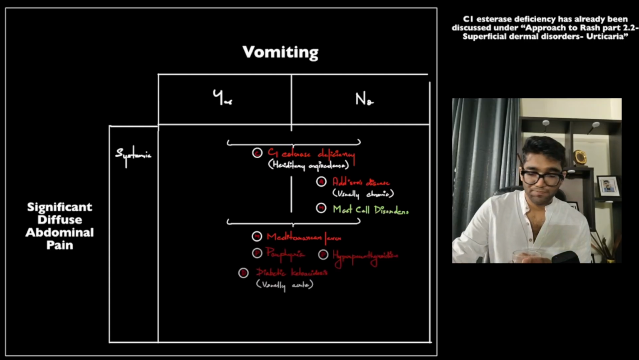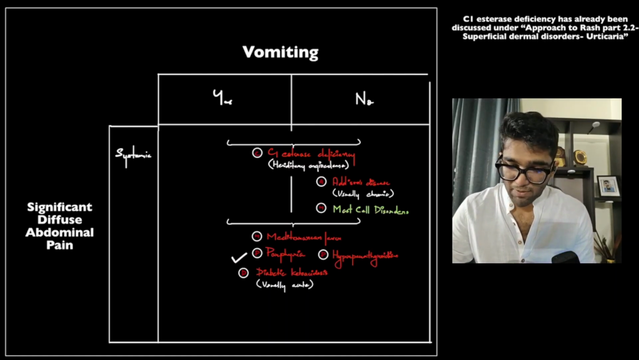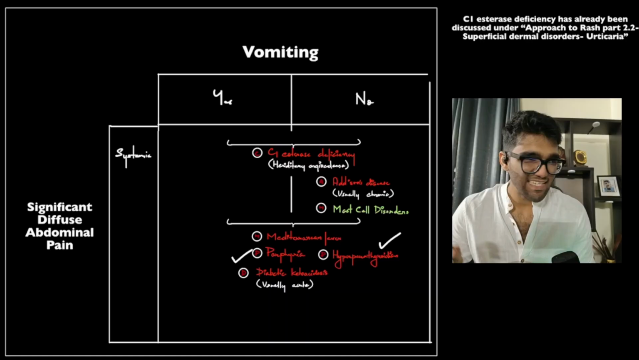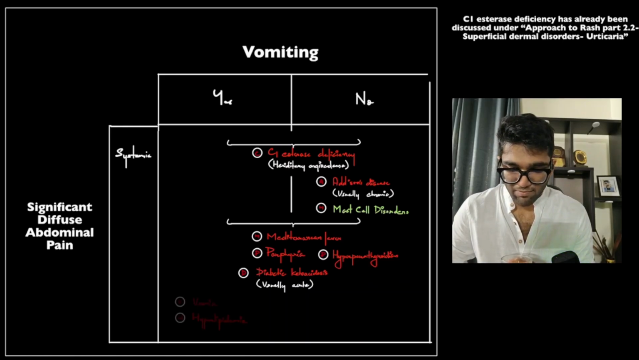Okay. Now, then we have P. P would stand for porphyria, again a rare cause, and P also stands for hyperparathyroidism, and essentially any other cause of hypercalcemia. So it actually stands for increased calcium.